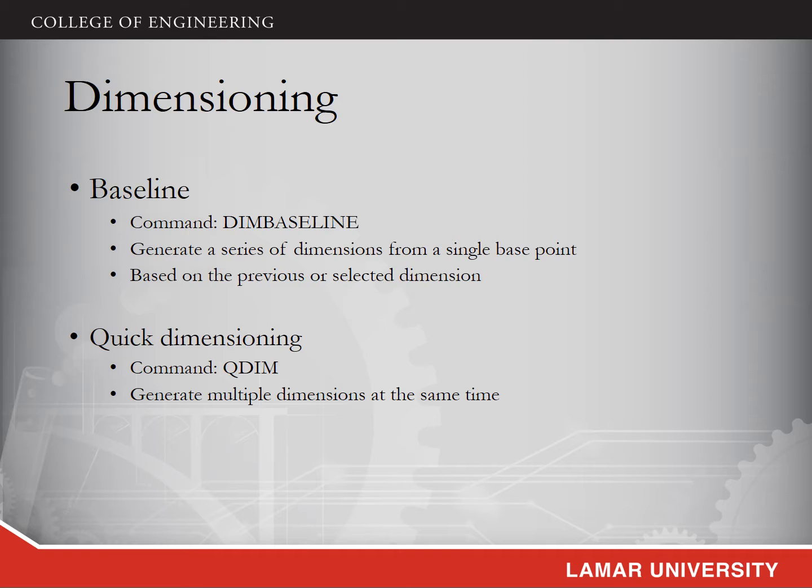The second command is called a quick dimensioning. The command is qdim, and this command can generate multiple dimensions at the same time based on the selection of the object. In the next slides, we will go through these 2 dimensioning functions.